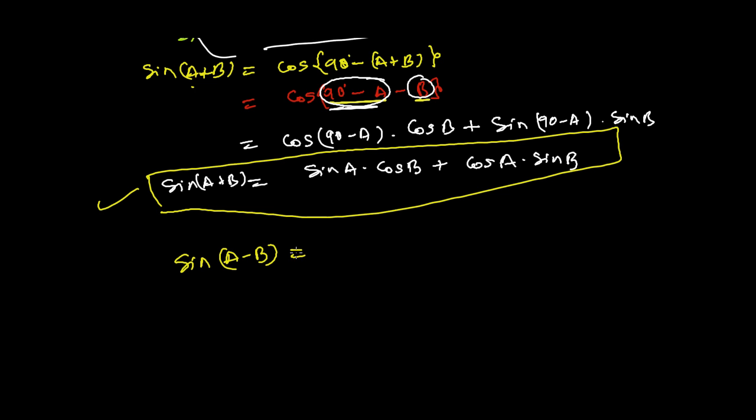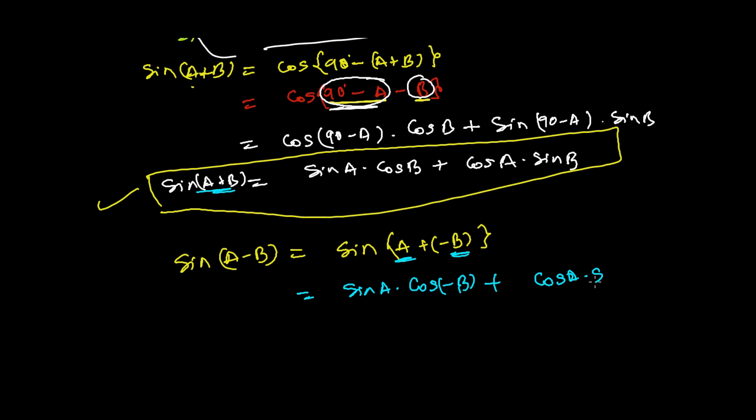And now with the help of this, we can easily find sine a minus b. I can just write it like this: sine of a plus of minus b. Now again I can use the sine a plus b formula. So it's going to be sine a times cos of minus b, and then plus cos a times sine of minus b.